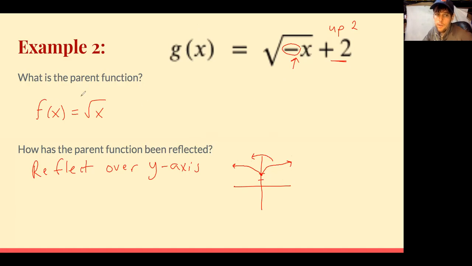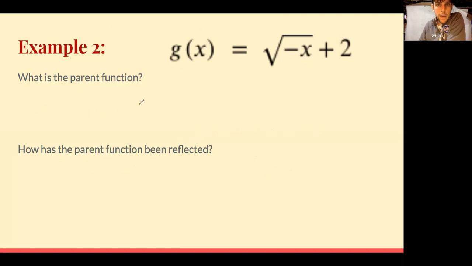Last thing I want to do is what I've been doing all these, just write g of x, write this function in terms of the parent. So g of x is equal to f of negative x, again, because we're applying that negative inside of the radical, and then plus 2 on the end, because that plus 2 is just being added onto the end. Pause for a second in case people are copying down.